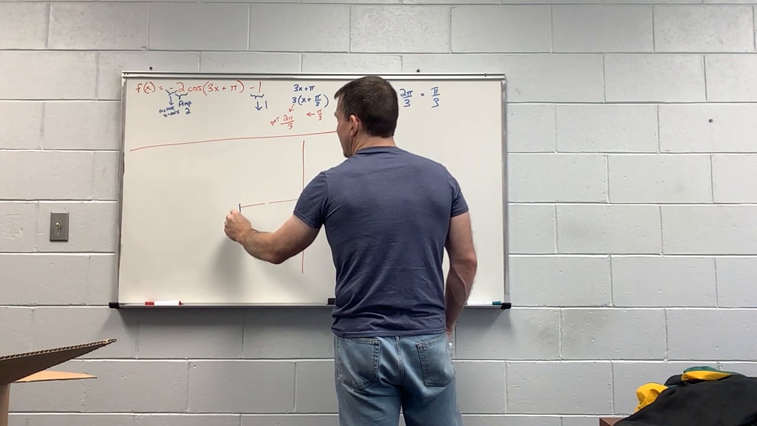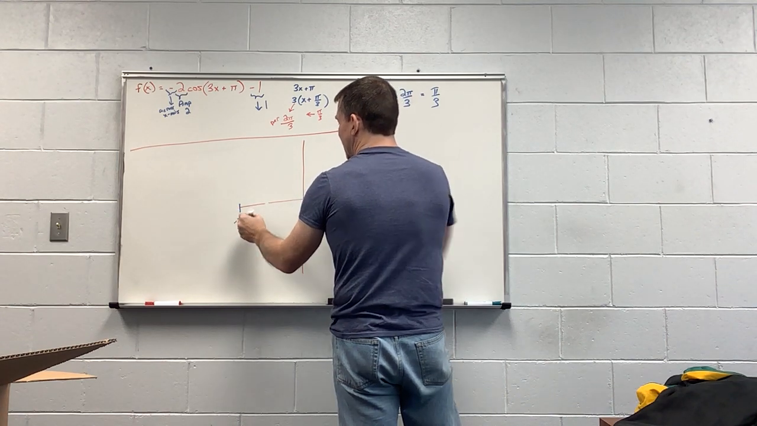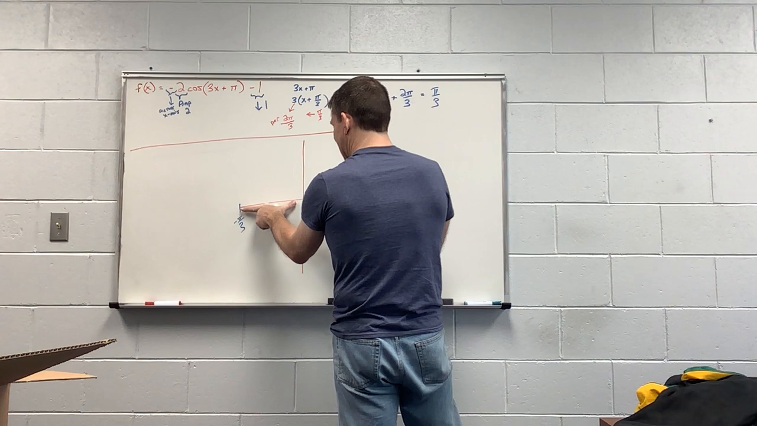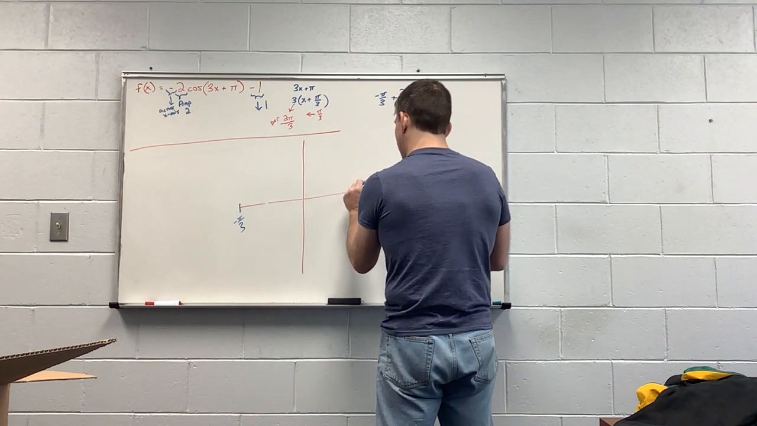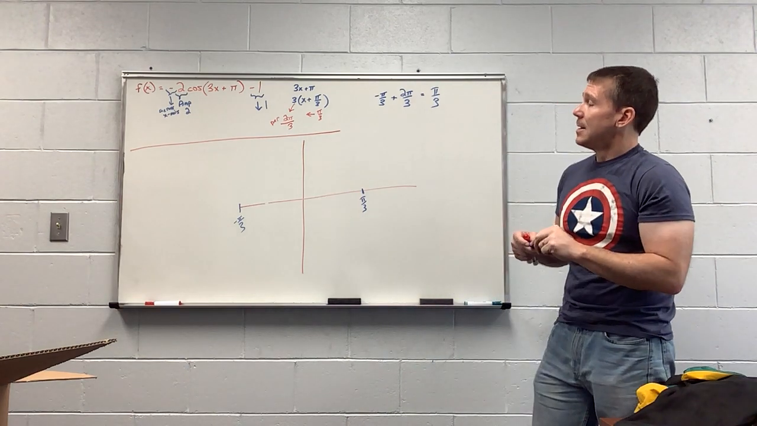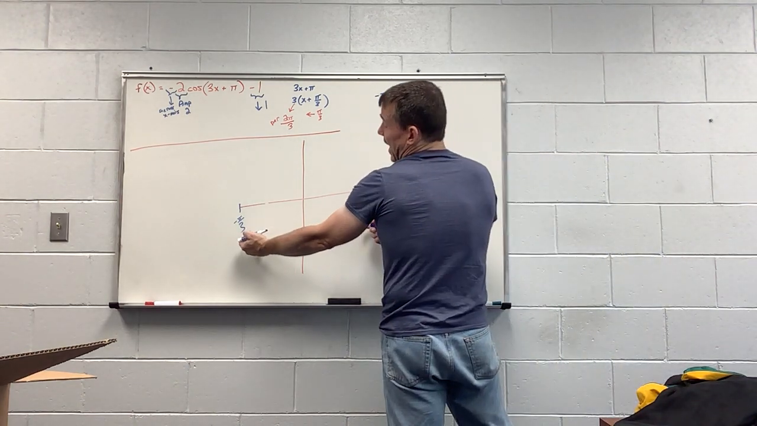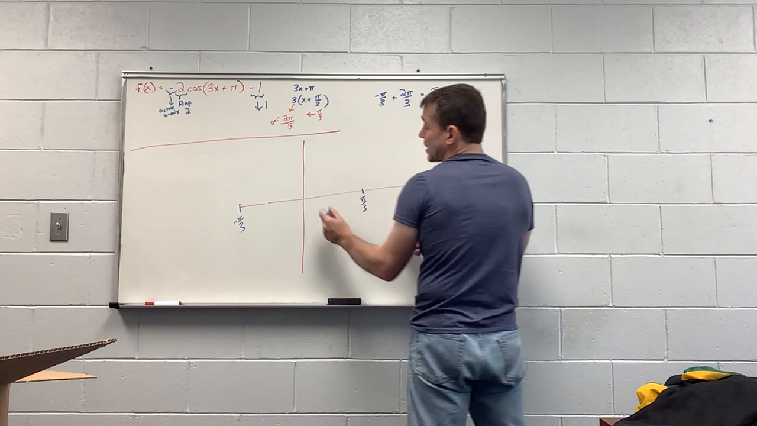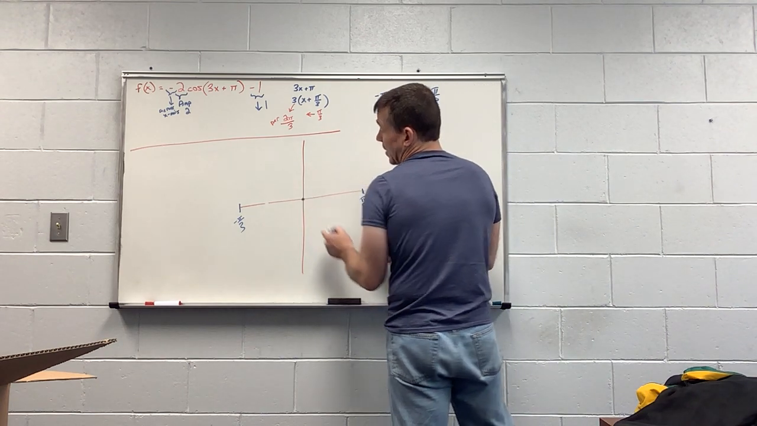But now, just for clarity's sake, like I said, I don't want to compress this too much. I'm going to put negative pi over 3 over here, and now more or less get it right about here, and that's positive pi over 3. Now find the midpoint. Clearly, halfway between negative pi over 3 and positive pi over 3 is 0.